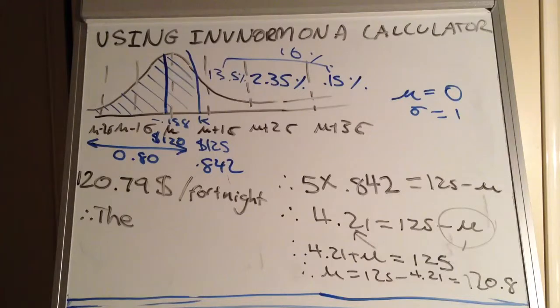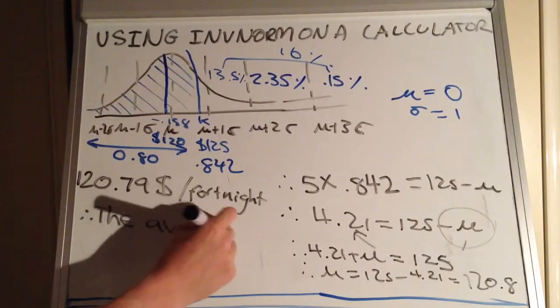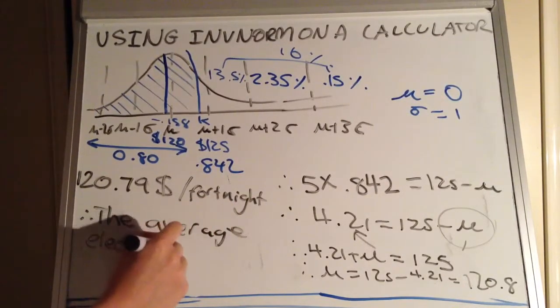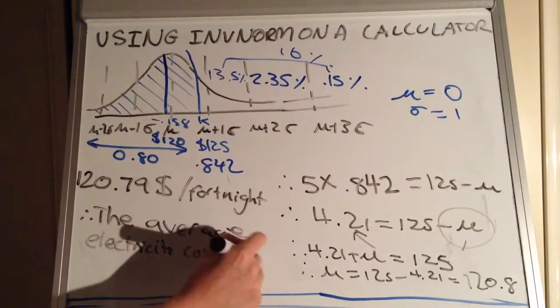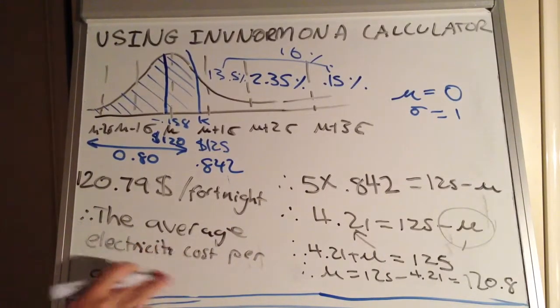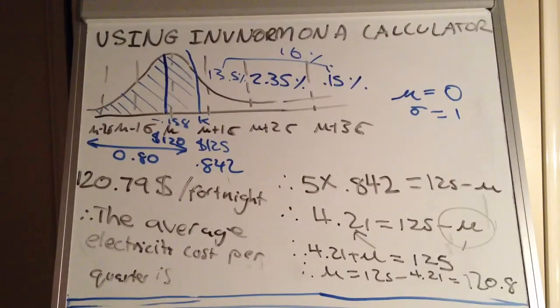And when we multiply this by 6.5, we get that the average electricity cost per quarter is, and we'll have a little bit of a drum roll if we can, just an imaginary one, because I need to actually do the calculation, but we have 120.79 times by 6.5, we get $785.14.